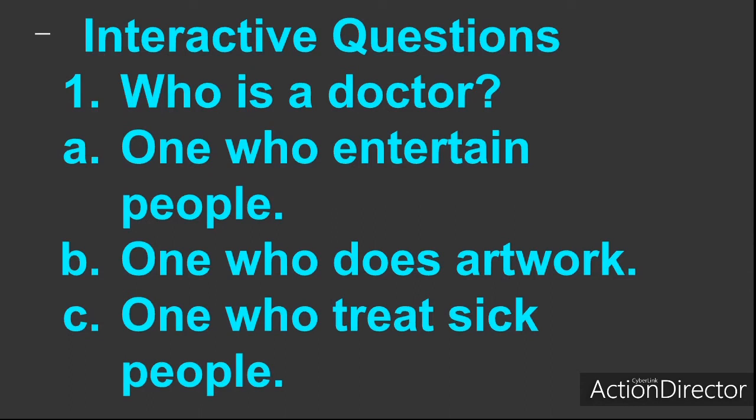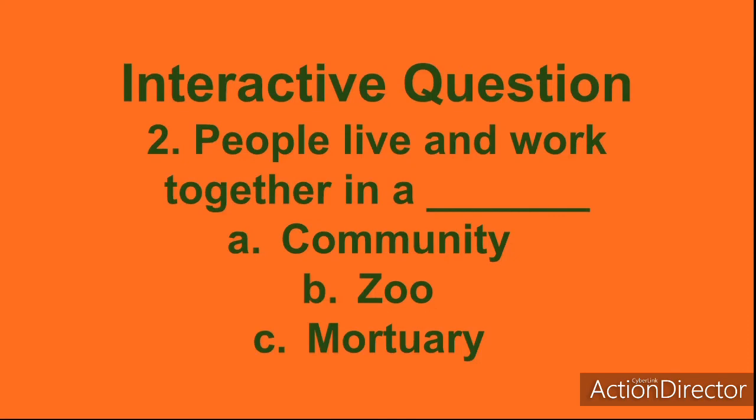The next we have is: people live and work together in a dash. A, community. B, zoo. C, mortuary. The right answer here is community. The people live and work together in a community.